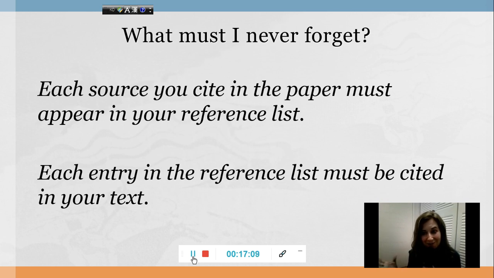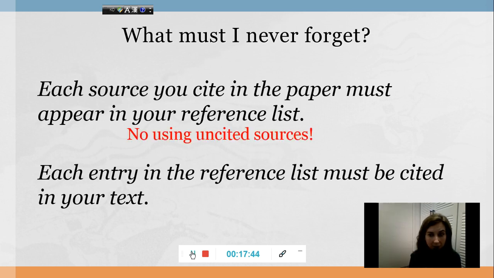So you always want to reference your facts and information, because it could come back and people might say, well, where did you get this information from? I don't know where you got it from. So you always have to make sure that you always cite your sources. And each entry in the reference list must be cited in your text. Otherwise, people might get a little bit suspicious. Like, well, if you didn't cite it in your text, where is this information coming from? Okay, so that means we don't want to use any uncited sources. Don't do that.